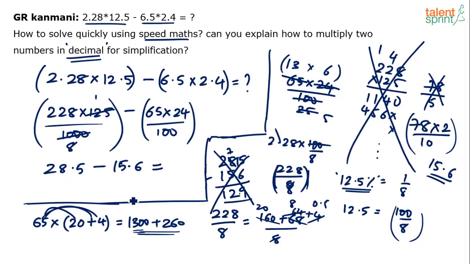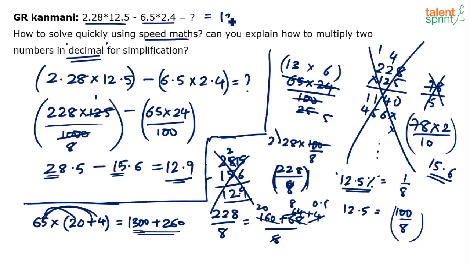28 minus 15 is 13. Do the integer part separately and decimal part separately. 28 minus 15 is 13. 0.5 minus 0.6 is minus 0.1. 13 minus 0.1 is 12.9. That's your answer, 12.9. Please do not go by the length of the explanation.